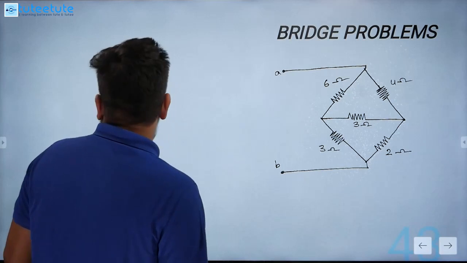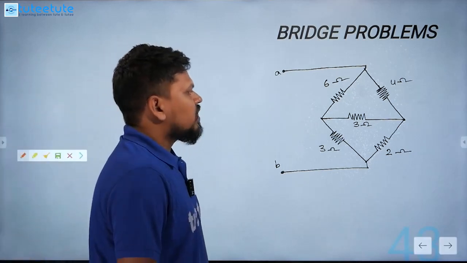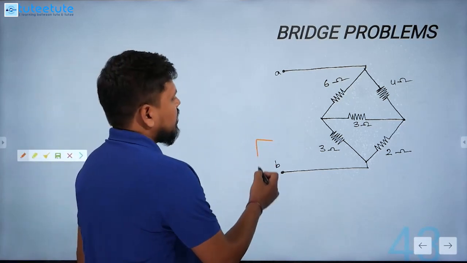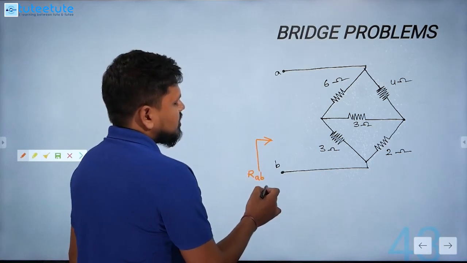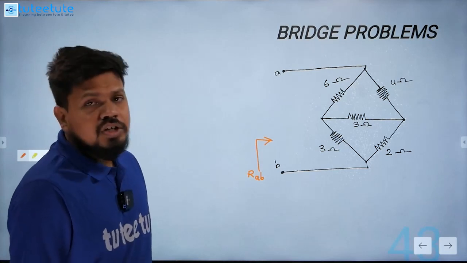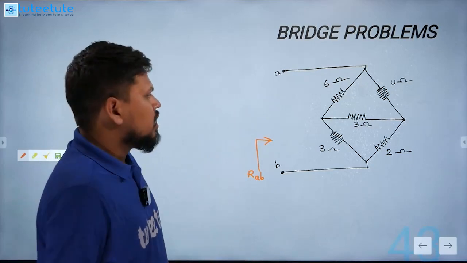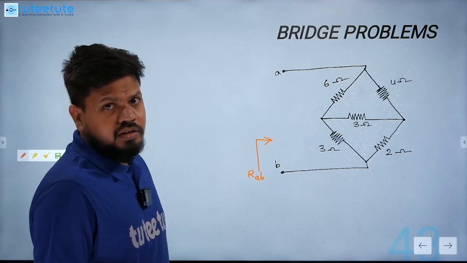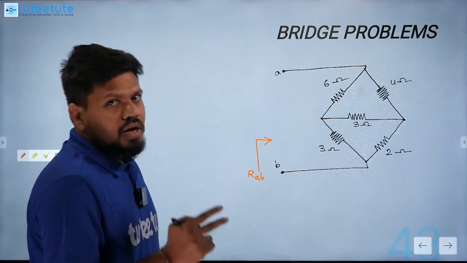So the next problem is this one. Okay, now we have the bridge. For this problem also we have to calculate the resistance between the terminals A and B, the resistance RAB. Now just check whether this problem is a bridge or not first. Okay, we have seen many things. This is a bridge. Whether this bridge is balanced or unbalanced is the second thing. First thing, bridge or not. Second thing, balanced or unbalanced.